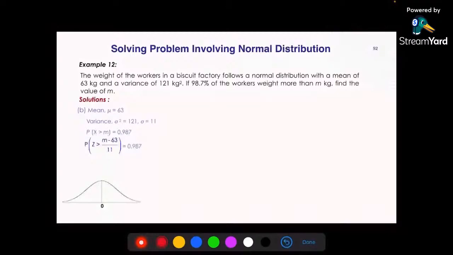Tak tengok dekat mana dia berada. So dia berada di sana. Why? Because if you shade the region greater than, mesti greater than. This is quite bigger area there. So this is the area kat sini. So meaning that nanti kita akan tolak the echo sign tu. Okay, this one. Baru kita tengok dekat table.